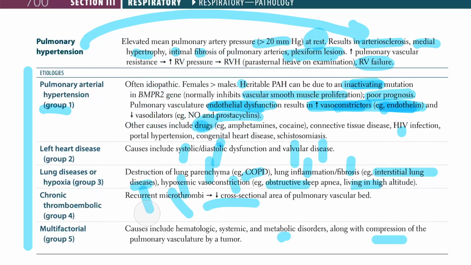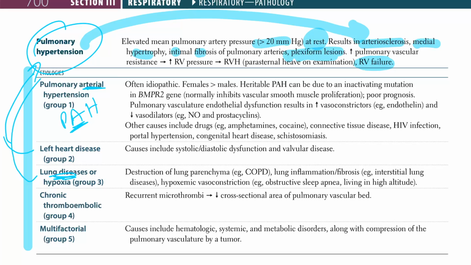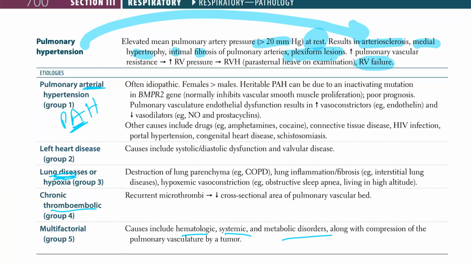So what do we learn from all of this? Well, we learned specifically simple things. We could have pulmonary arterial hypertension in which the arteries are involved. Left heart diseases can lead to pulmonary hypertension. Lung diseases, which we talked about all in this chapter, can lead to pulmonary hypertension. Thromboembolic form can lead to pulmonary hypertension, or anything multifactorial, hematologic, systemic, metabolic disease. So what is pulmonary hypertension? That is more important. When you have an increase in the pulmonary arterial pressure greater than 20, you call it pulmonary hypertension.